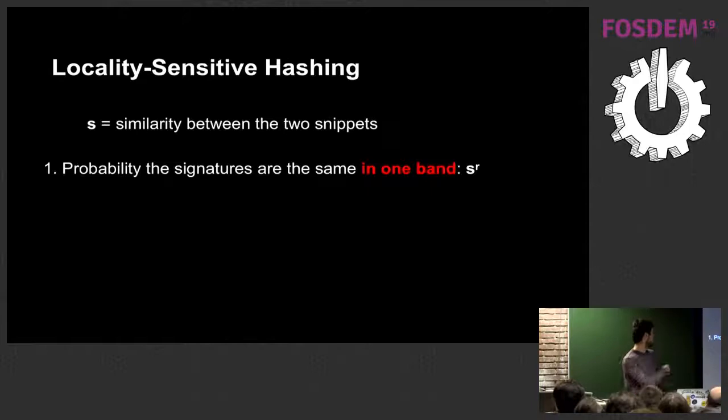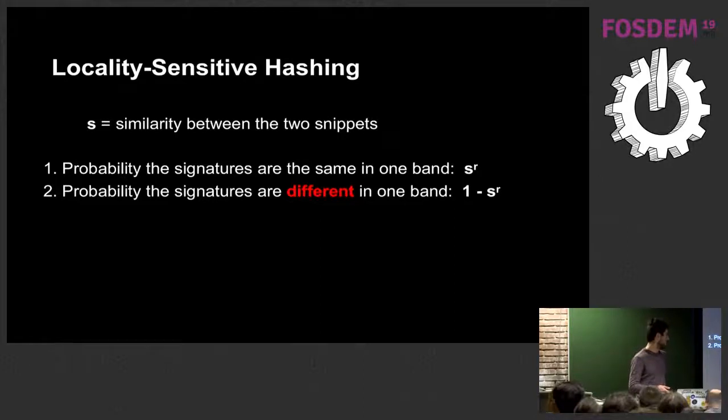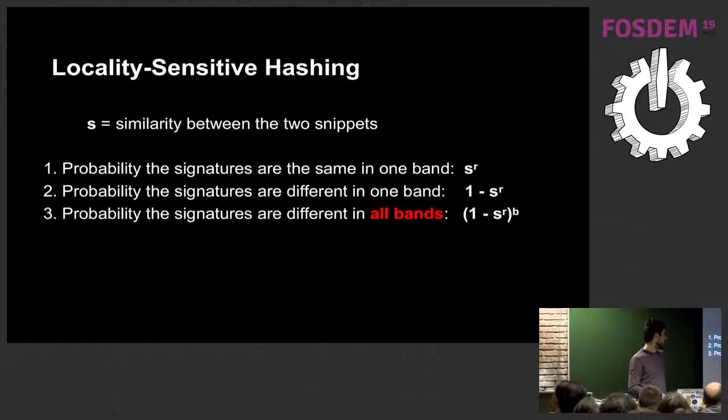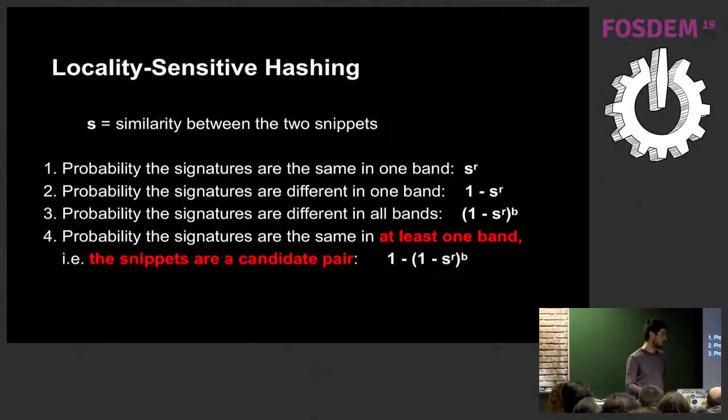So if we call S the similarity between two snippets, then the probability that the signatures are the same in one band is just S to the power R. If we take the opposite event, that is, they are different in one band, then we can calculate this. If you do this for all bands, since we have B bands, we just put that to the power of B. And if we take the opposite event, that is, the event that two snippets are a candidate pair, you get this.